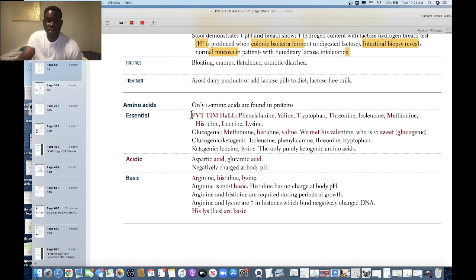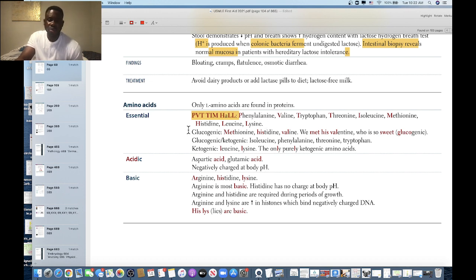So we have PVT TIM HaLL. This PVT TIM HaLL is all the essential amino acids. They are all the essential amino acids, and these are their names from the mnemonic: phenylalanine, valine, tryptophan, threonine, isoleucine, methionine, histidine, leucine, and lysine. They are all essential. We need them from our diet.